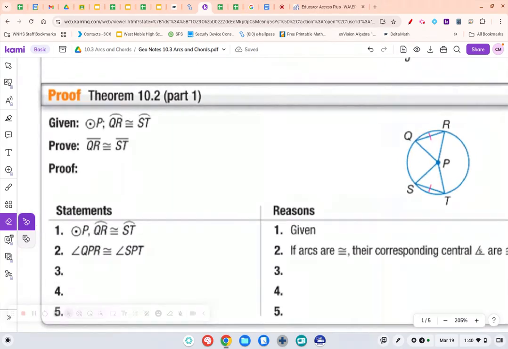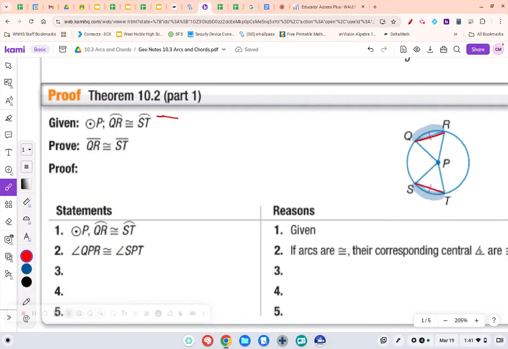We're going to work on a proof now, proving this theorem. So we can't use the theorem because we are trying to prove it. We are given circle P. We are told that arc QR is congruent to arc ST. So we know this arc is congruent to this arc. We are trying to prove that segment QR is congruent to segment ST.